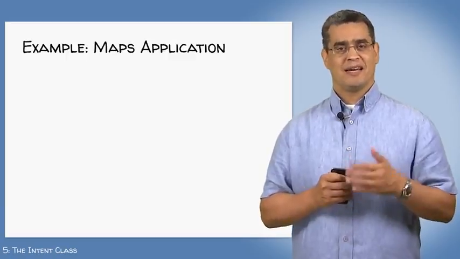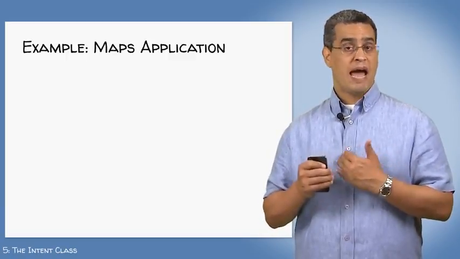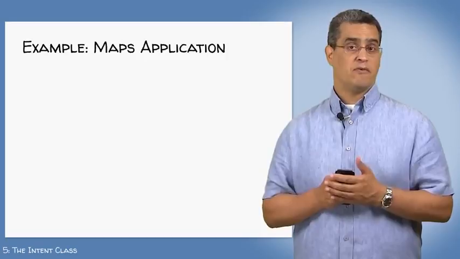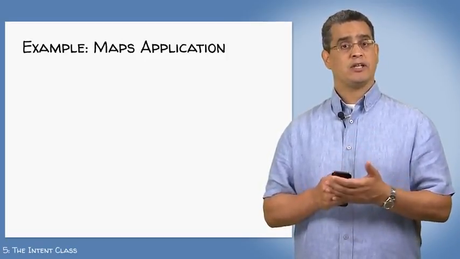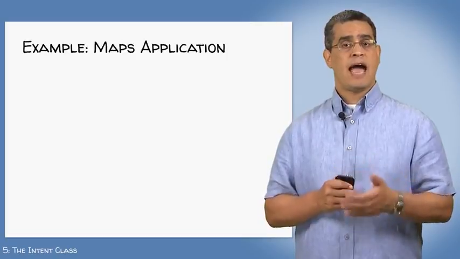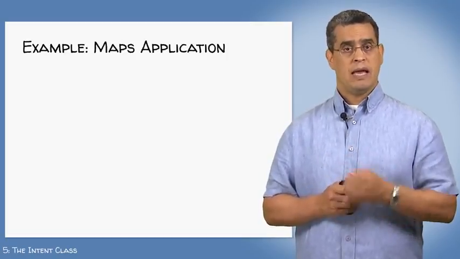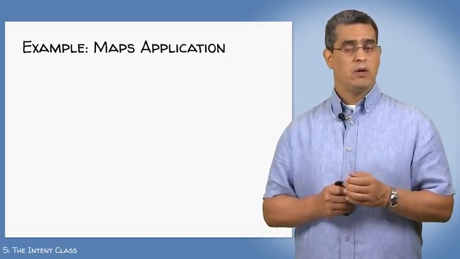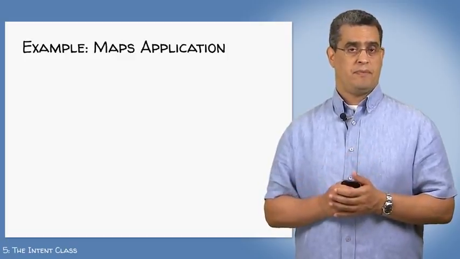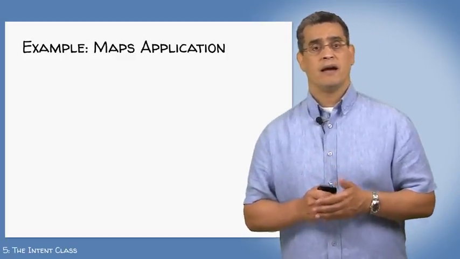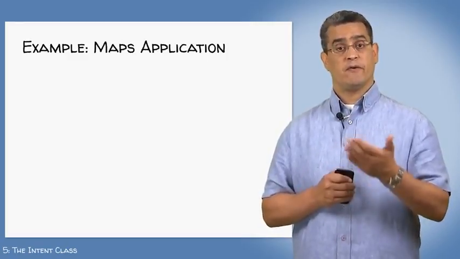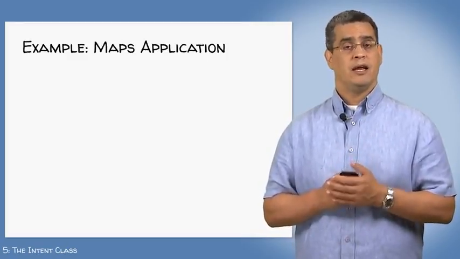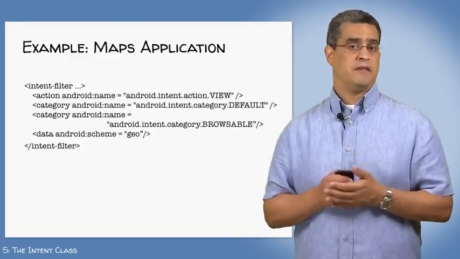Now, we can guess or imagine, based on those map location applications we saw before, that Google Maps can handle intents that have an action of Intent.ACTION_VIEW and that have a data field with the geo scheme. Now, a while back, I decided to take a look at the AndroidManifest.xml file for the Google Maps application. And what I saw looked something like this.